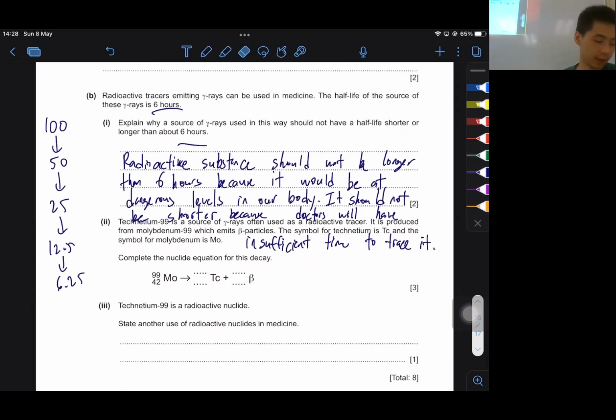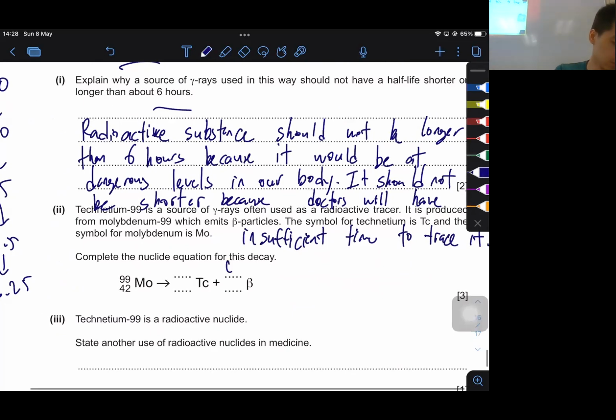Okay. And last part here, complete this. What's the number for a beta decay? 0 and -1. So what number should this be? 99 and 43. Good. What's the 43? Because it's 42 minus -1. 42 minus -1. Oh, right.